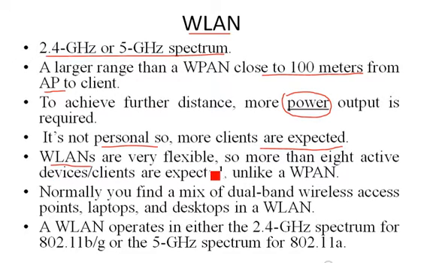Wireless LANs are very flexible, so more than 8 active client devices are expected, unlike a wireless PAN, as I explained. Normally you find a mix of dual band wireless access points, laptops and desktops in a wireless LAN. You can have multiple kinds of devices here. A wireless LAN operates in either the 2.4 GHz spectrum for 802.11b/g or the 5 GHz spectrum for 802.11a. These are the wireless standards: 802.11a, b, g and n. So various spectrums are defined, and it can operate in 802.11b/g or in the 5 GHz spectrum for 802.11a.